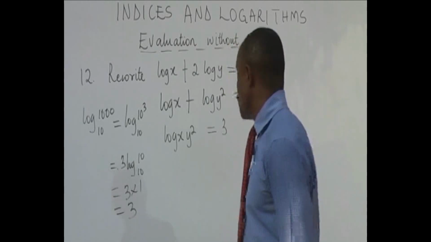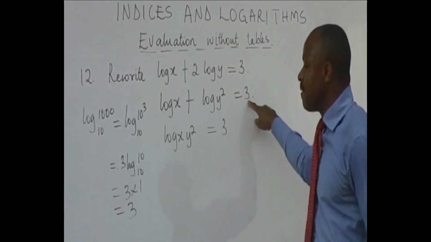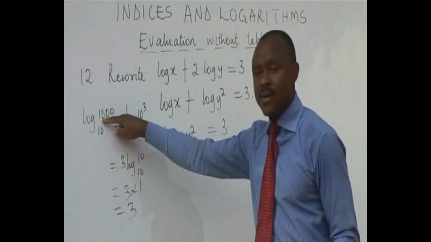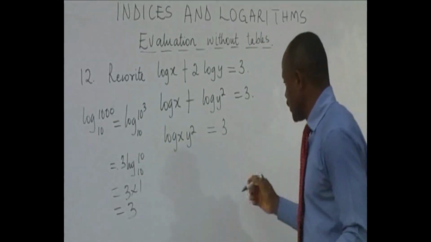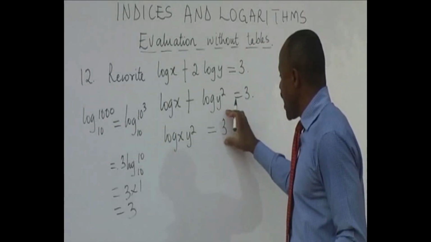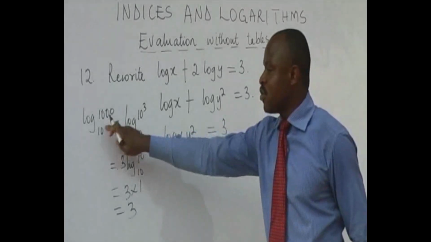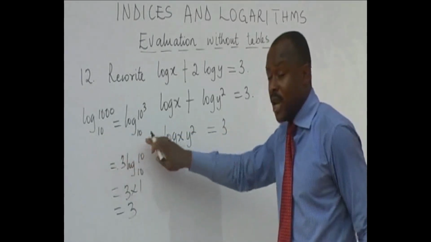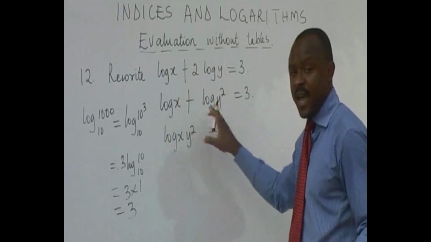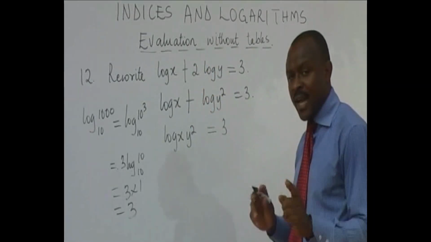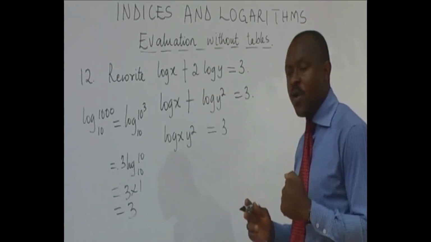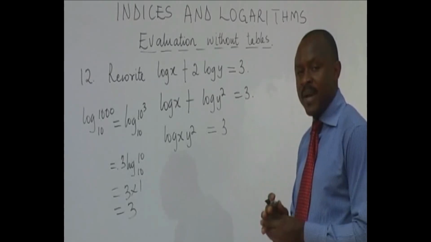Have you seen why I told you that 3 has the value of log of 1000 to base 10? So we are going to exchange 3 for log of 1000 to base 10. We are not going to write base 10 because in all this scenario there is no base attached, but we know that they are on base 10.